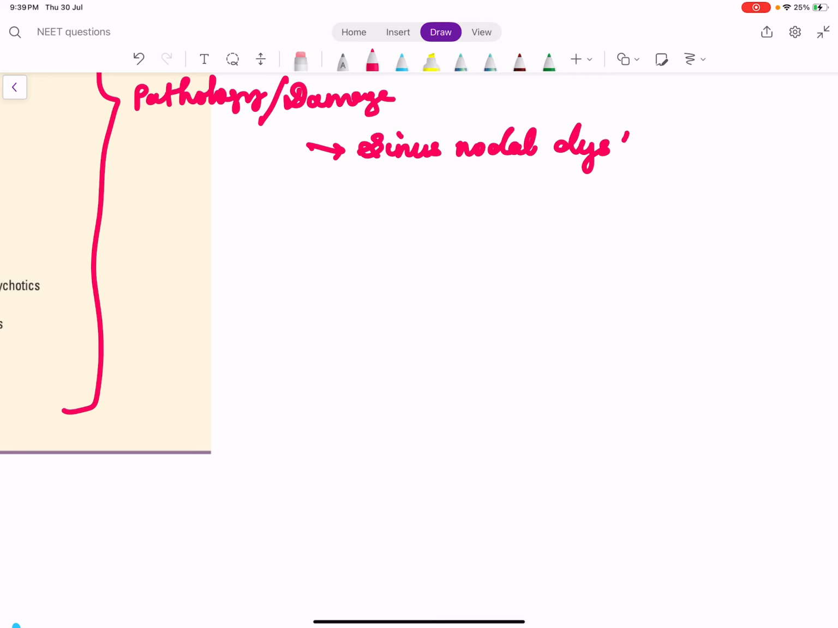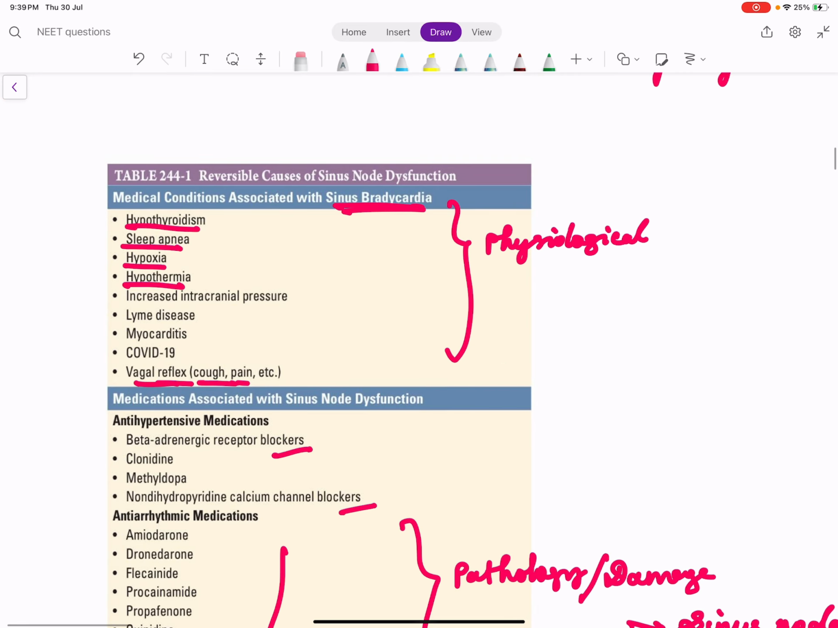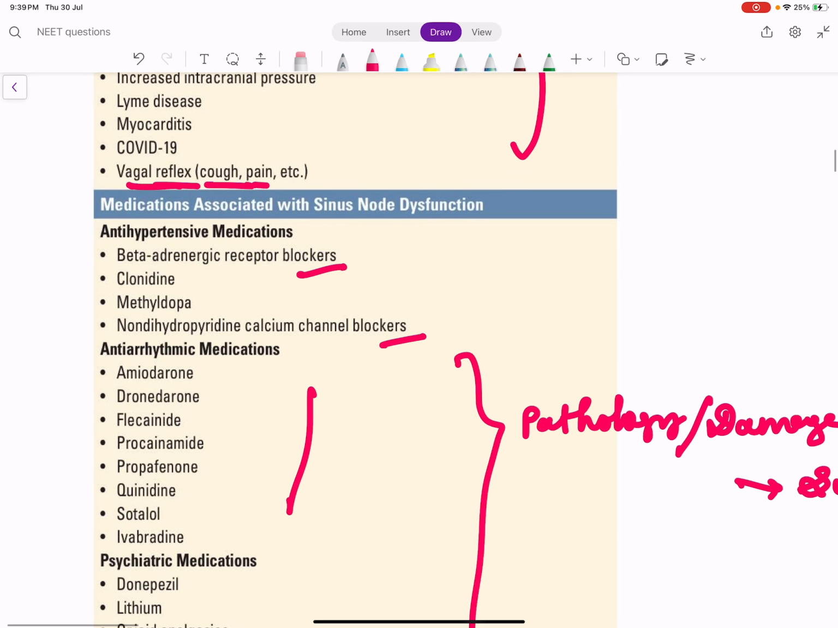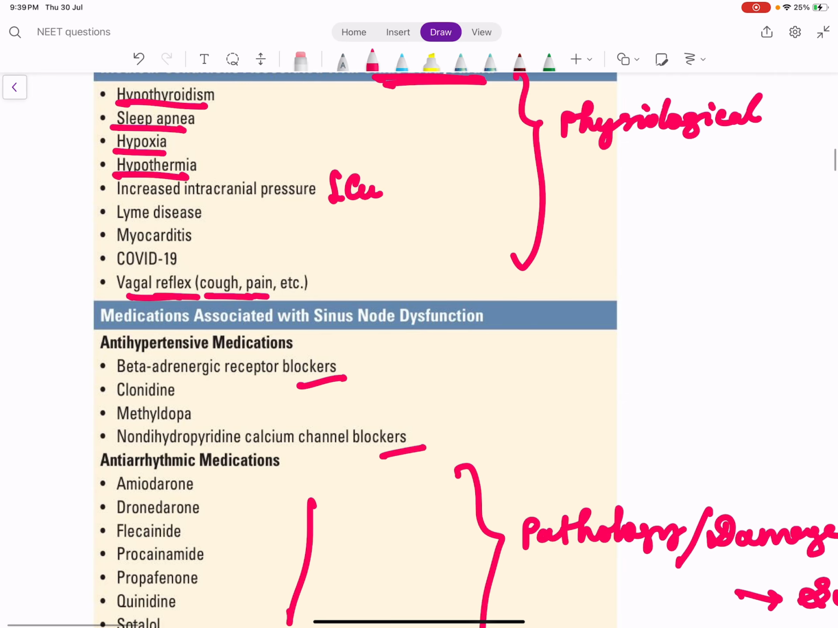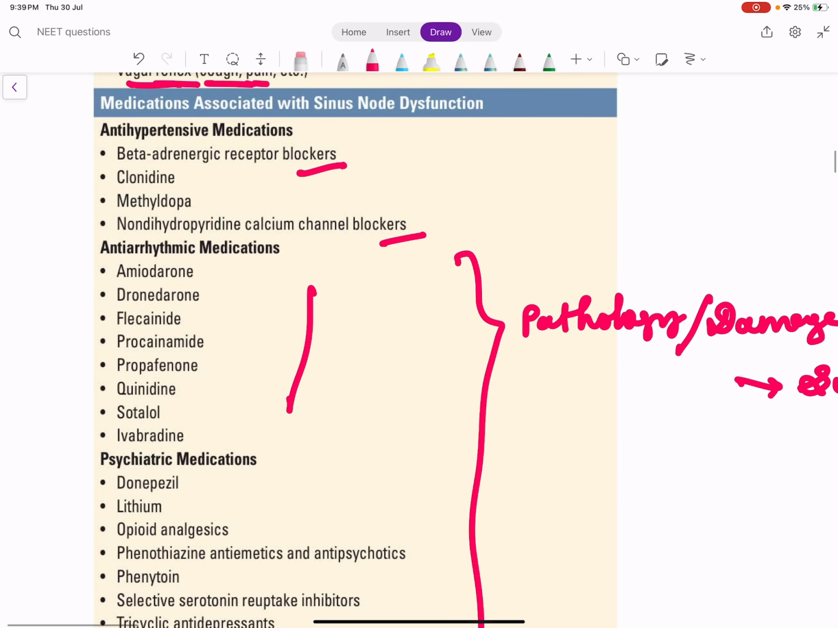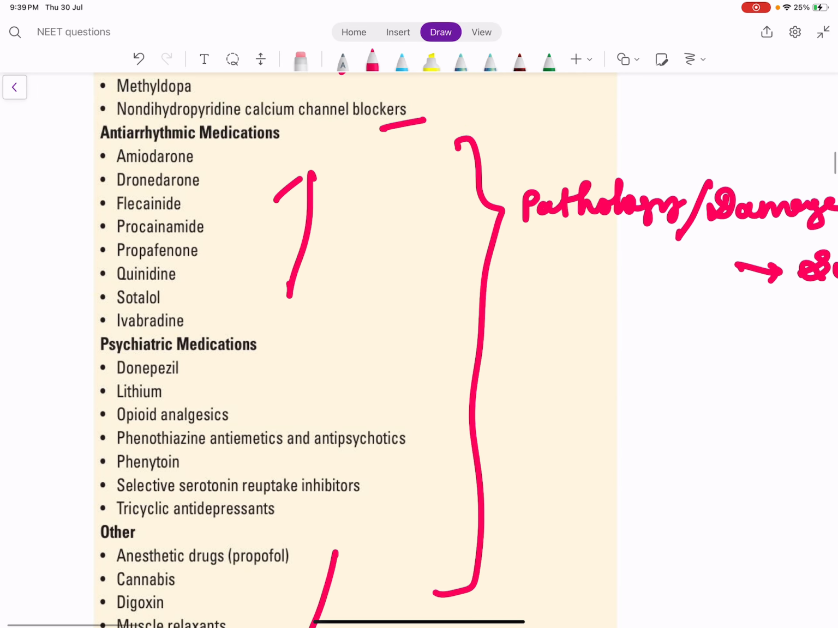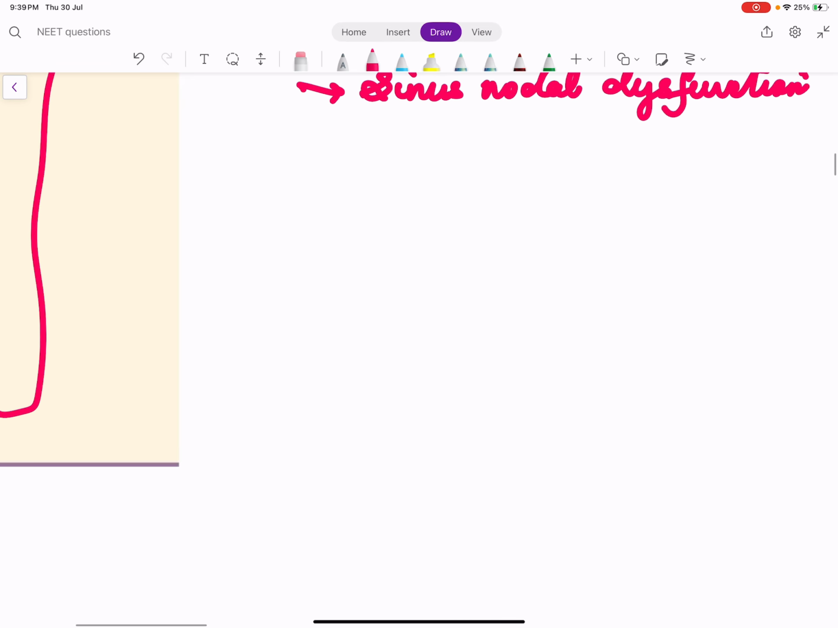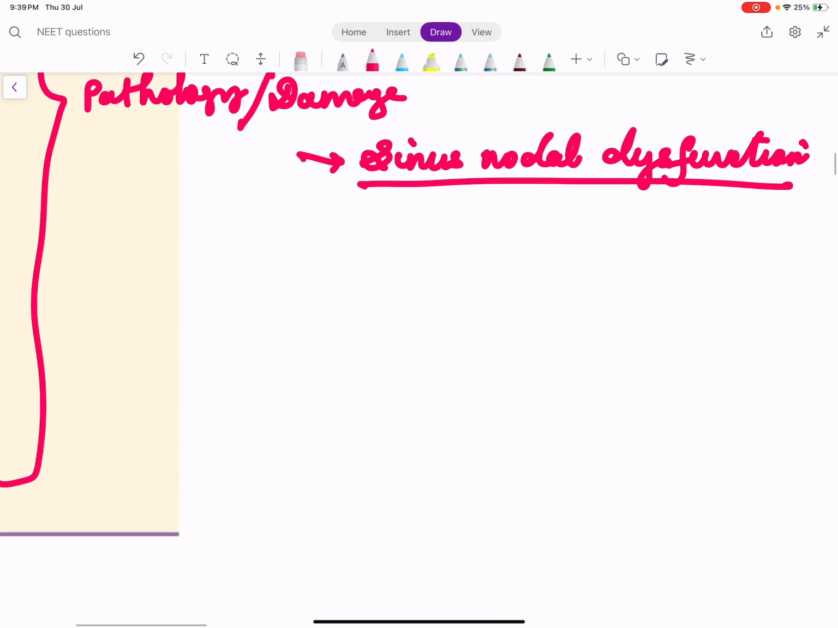So whenever there is a bradycardia, ECG shows a sinus rhythm, always rule out the physiological causes like sleep, hypothyroidism, hypoxia, hypothermia, increased intracranial pressure, that is Cushing's reflex. All these things should be ruled out. Once all these things are ruled out, think of other causes also. Think of drugs. Once drugs are ruled out, when there is no reversible cause, we always label it as sinus nodal dysfunction.